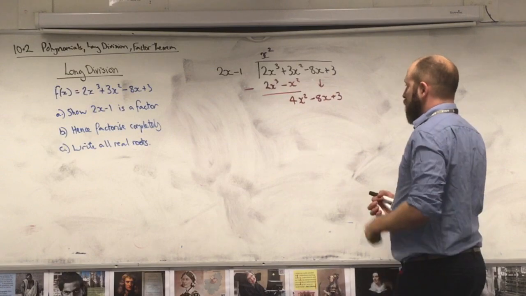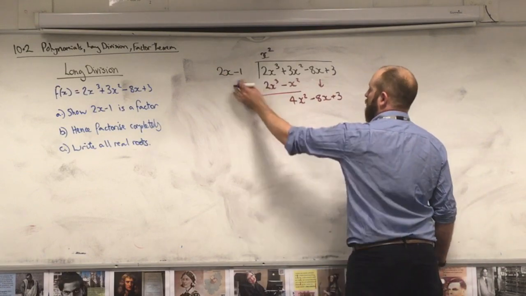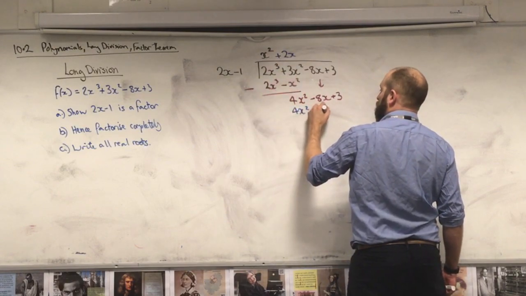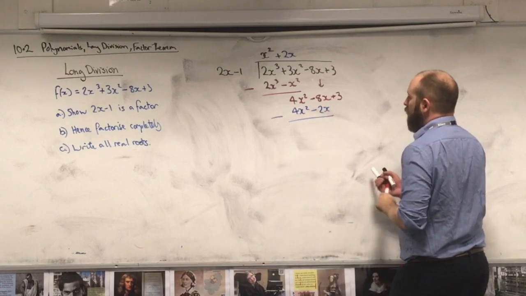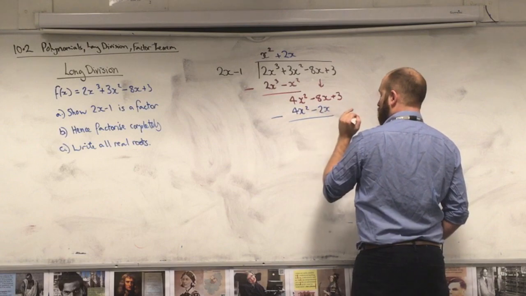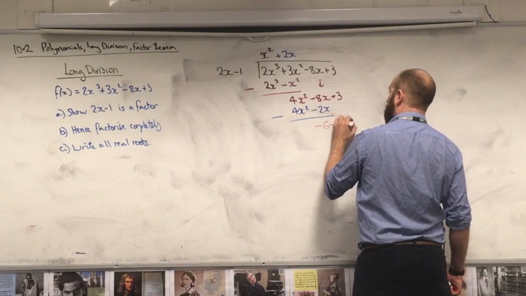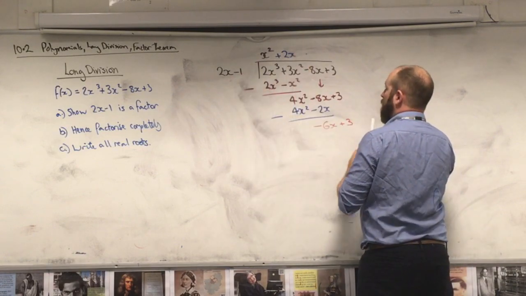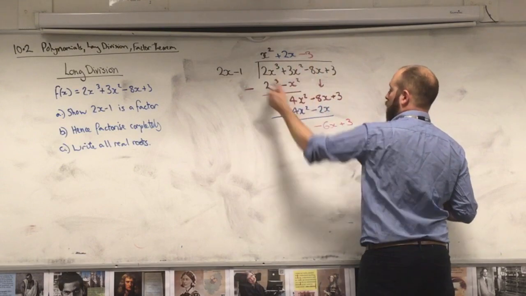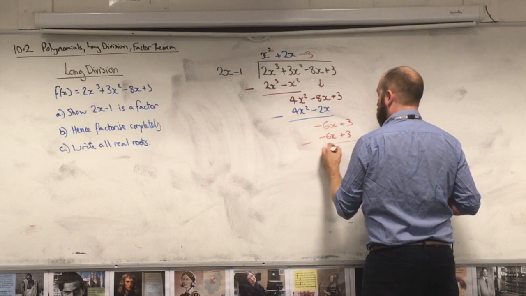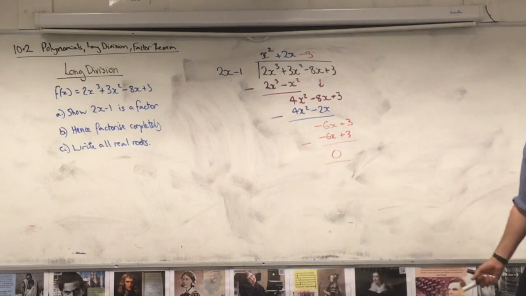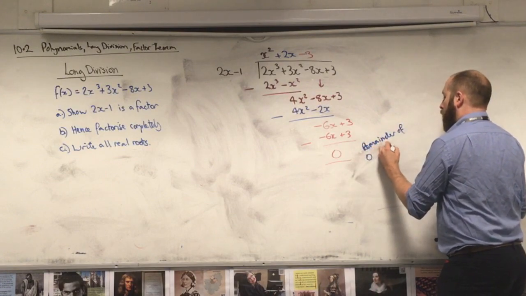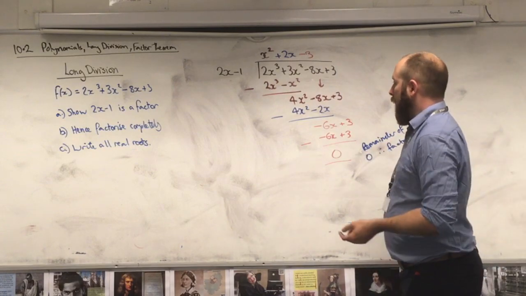Okay, let's do the next step along division. So 4x squared divided by 2x gives us 2x, and then times it, so 4x squared minus 2x, and then subtract it. And we get 0, minus 8 minus minus 2, it's going to be minus 6x plus 3. So it's minus 6x divided by 2x gives us minus 3. Times it, minus 6x plus 3, subtract it, we get 0. So yeah, remainder of 0, so it is a factor. So remainder of 0, therefore factor.